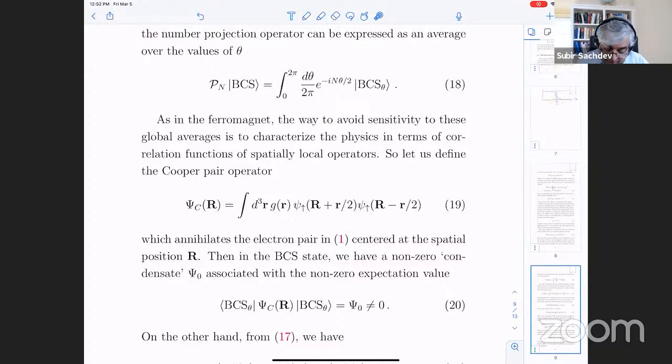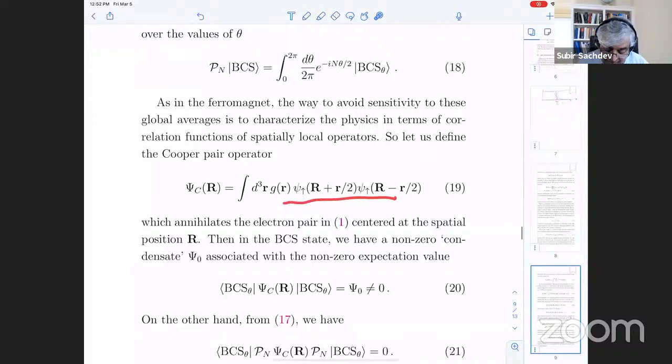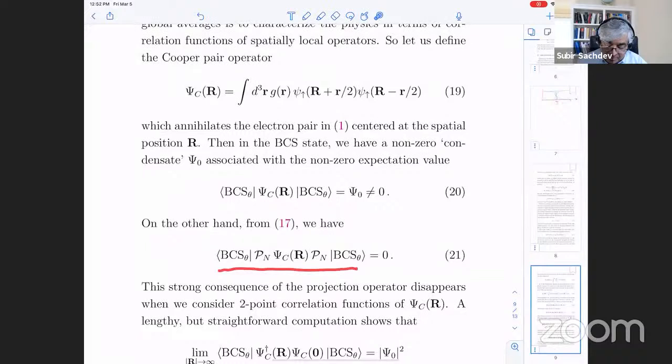And so now we're going to define the condensate, which is the expectation value of this operator in the BCS state. We can pick any value of theta. In fact, theta will end up being the phase of psi naught. So the psi naught is the condensate, and it's equal to the expectation value of this Cooper pair operator in the BCS theta state. Again, you can evaluate a lot of this just from the anti-commutation relations of all the operators. On the other hand, just as before, we know that this expectation value is zero when you project it, because this involves a pair of electrons here now in real space.